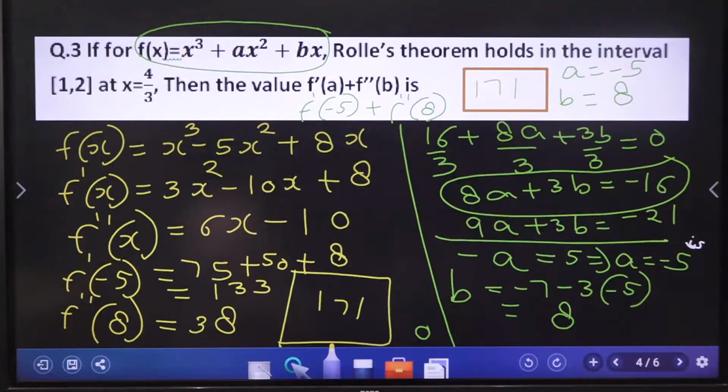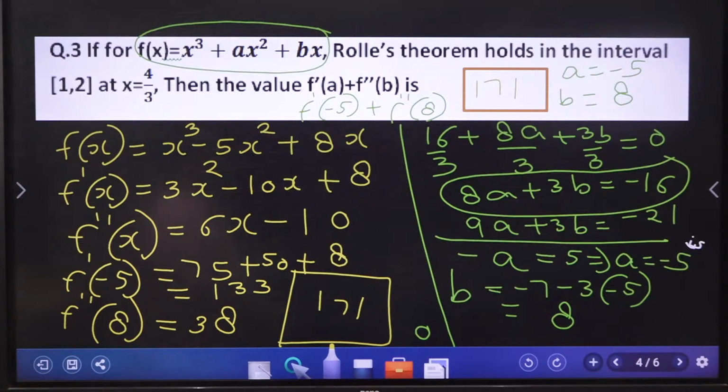So Ayan, your answer 143 is incorrect, and Ketul has answered correctly. 171 is the right answer. Is this clear to all of you? What kind of questions they may ask you based on Rolle's theorem, mean value theorem? You have to revise these two theorems from the single variable calculus.